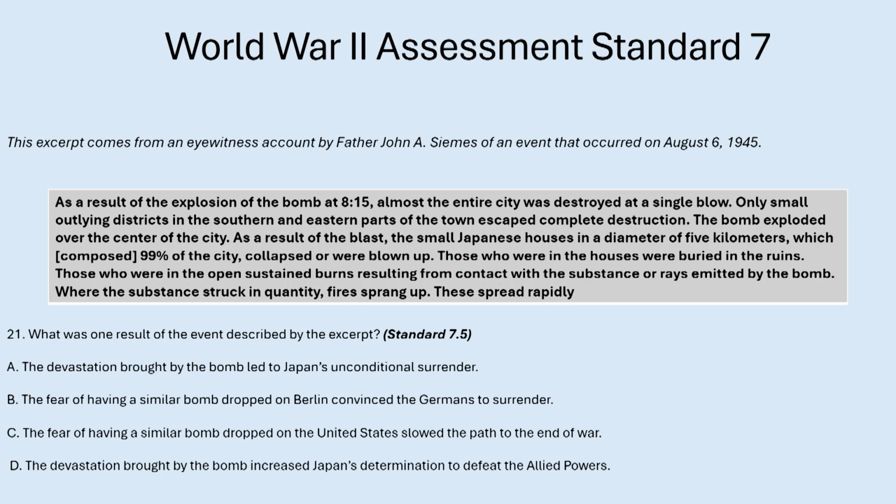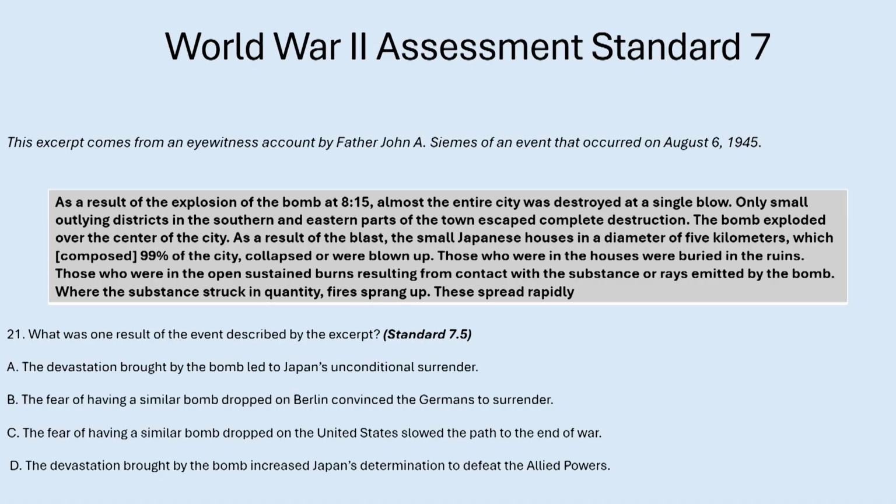All right. This excerpt comes from an eyewitness account by Father John A. Symes of an event that occurred on August 6, 1945. As a result of the explosion of the bomb at 8:15, almost the entire city was destroyed at a single blow. Only small outlying districts in the southern and eastern parts of the town escaped complete destruction. The bomb exploded over the center of the city.